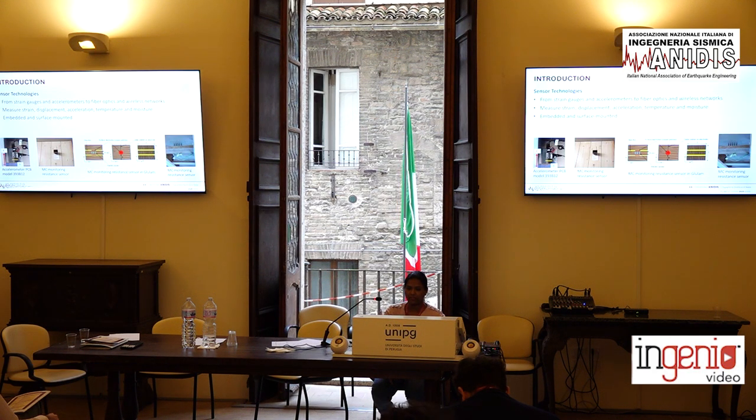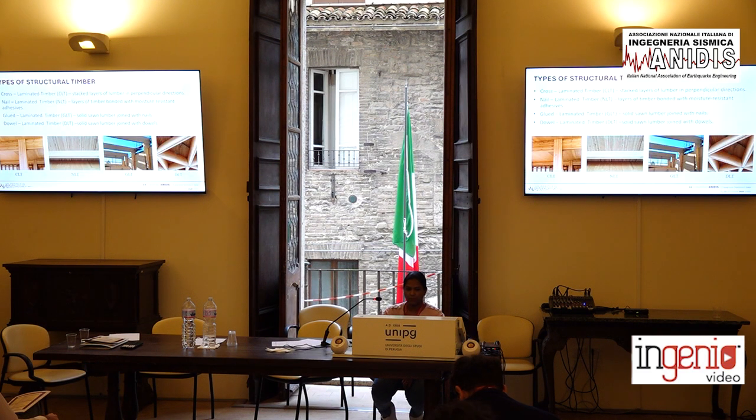Here you can see the sensors that are embedded, in figure 3, and the sensors that are surface mounted, in figures 1 and 2. The different types of structural timber used in the market nowadays are cross-laminated timber, nail-laminated timber, glued laminated timber, and dowel laminated timber. These are some pictorial representations of the timbers that are used.